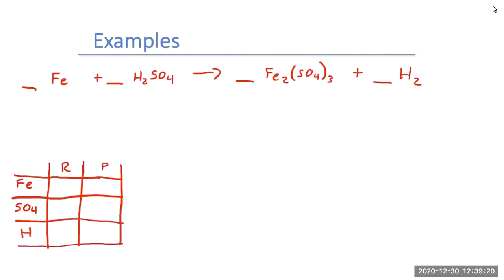So now I want to fill in the number I have on each side. For the reactants, I have 1 iron. And on the products, you see I have 2 irons. Obviously, they're not balanced. Then I look at my sulfates.